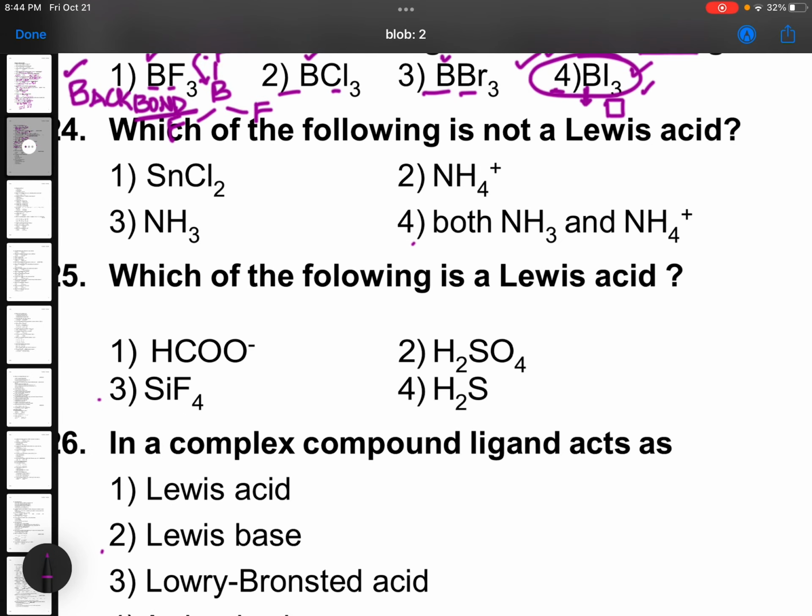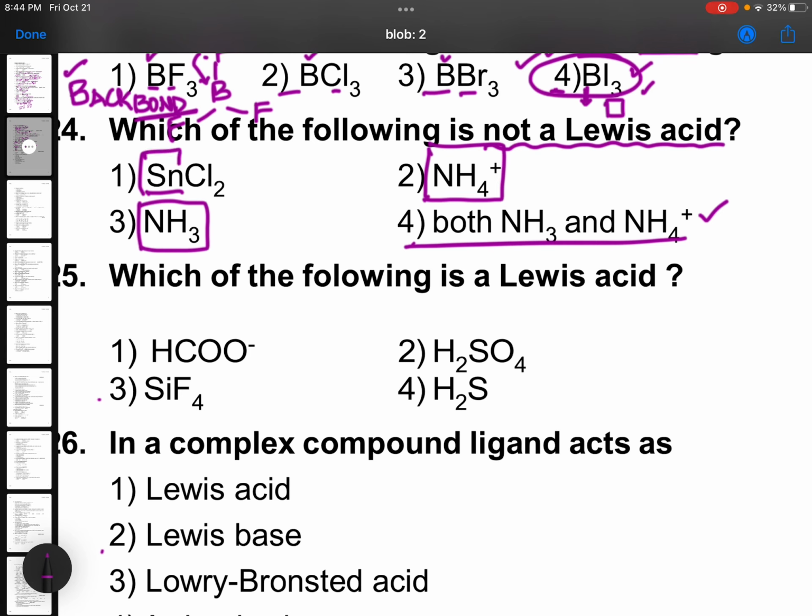Which of the following is not a Lewis acid? Lewis acid means it must have vacant orbital. NH4 plus, no vacant orbitals. NH3, no vacant orbitals. So this is your answer. Tin can have vacant orbitals. So tin is a Lewis acid.